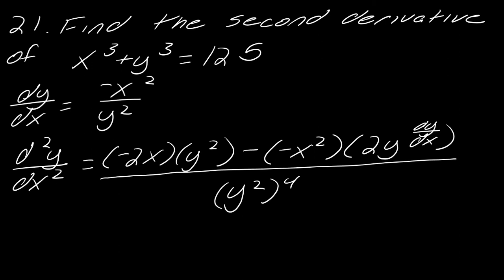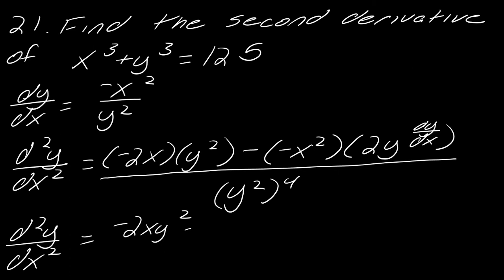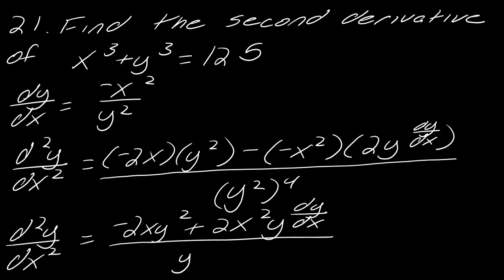Okay, so now we can simplify this farther. So d squared y/dx squared is negative 2xy squared plus 2x squared y dy/dx over y, oops, and I don't know why I wrote this to the fourth. This should be y squared, so this should go to the fourth power. Okay, sorry about that.